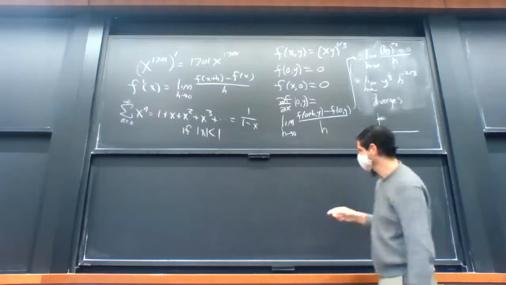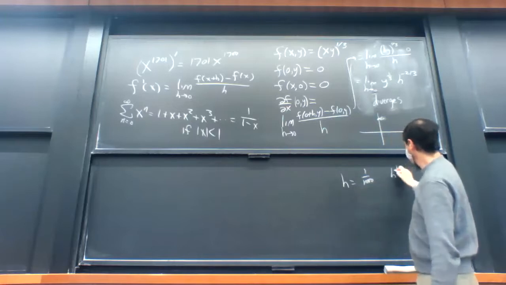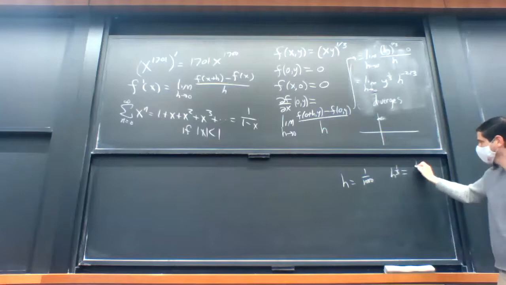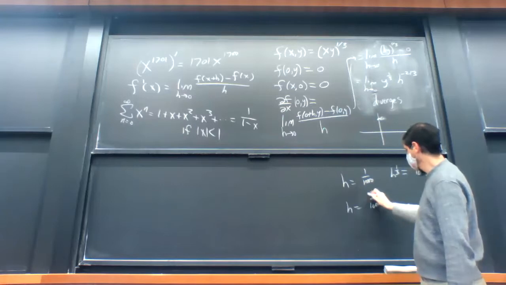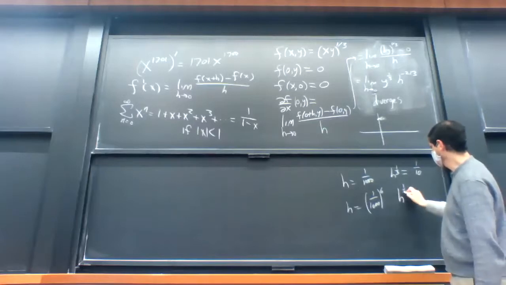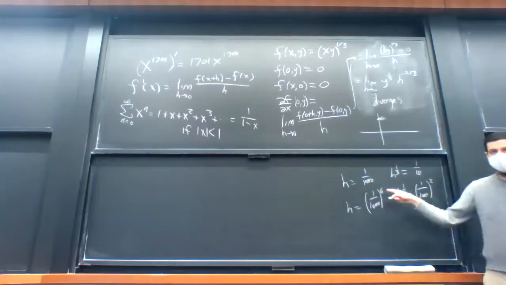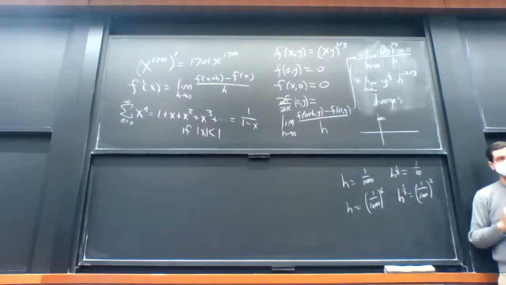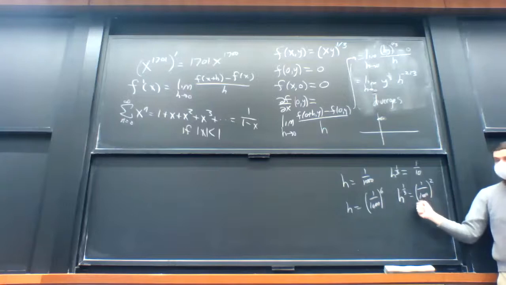Not infinity, it's going to 0. So imagine h is 1 over 1,000. What is h to the 1/3 going to be? 1/10. Imagine h is 1 over 1,000 to the 6th. Then h to the 1/3 would be 1 over 1,000, with 1/3 of it. H to the 1/3 is still going to go to 0. Is it going to go to 0 as rapidly as h? No. But it's going to go to 0.